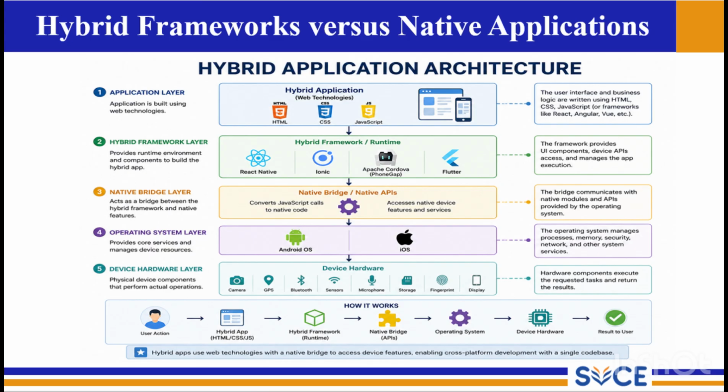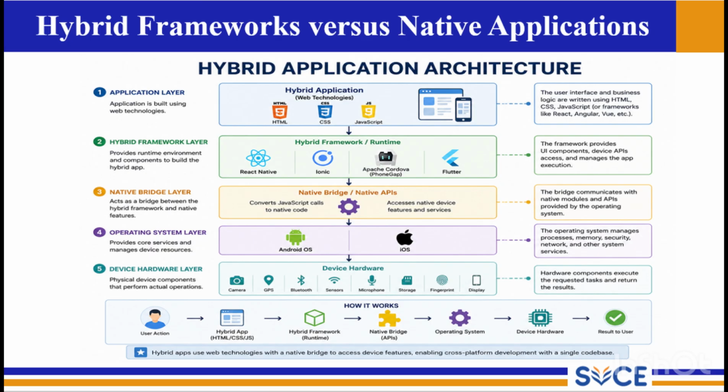Once the operating system receives a request, it communicates with the appropriate hardware component to perform the required task. After the hardware completes the operation, the result is returned back through the operating system, the native bridge, and finally to the application. Let us now understand the complete flow shown at the bottom of the diagram.